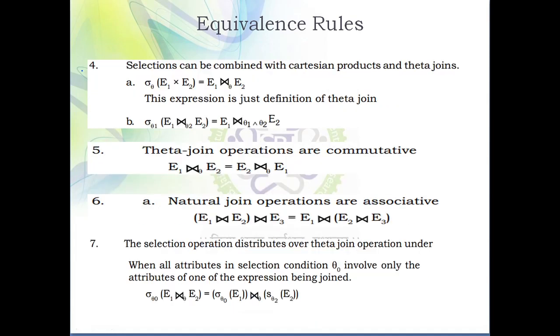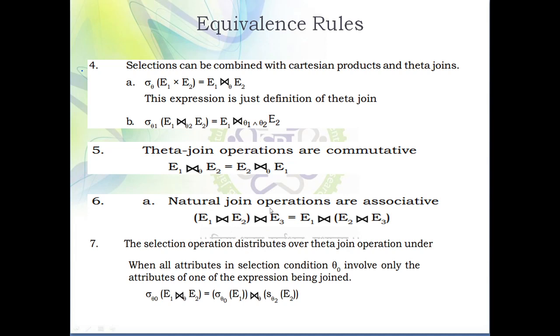Then rule number 4: selection can be combined with Cartesian product and theta join. Here you can see a selection operation and Cartesian product replaced by a join, because we know that join is a fusion of two operations, one a Cartesian product and the second a selection. So this expression is just the definition of theta join. The next one is that theta join operations are commutative. Either you join E1 with E2 or E2 with E1, both are the same.